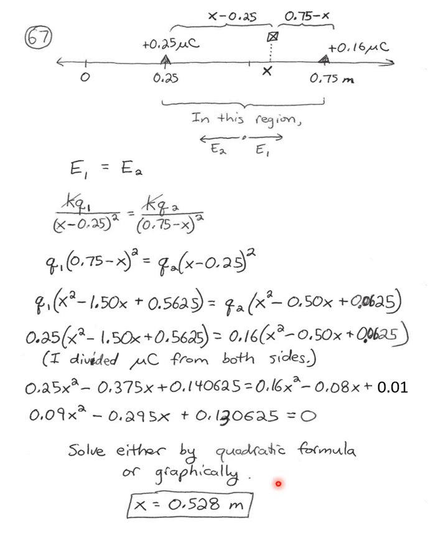That's x. And then we're going to check on, does this answer seem reasonable? So let's go up here and we see x, this position of 0.528 meters. Yes, it is somewhere in between those two, so that checks out. And also, it should be closer to the weaker charge. And so you can see, yes, it is.